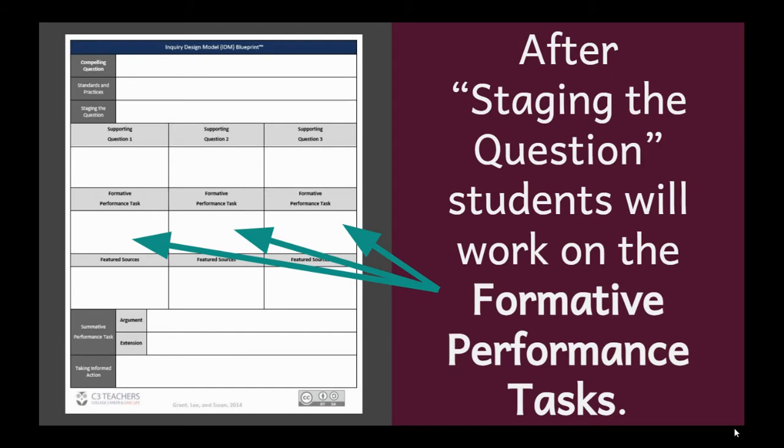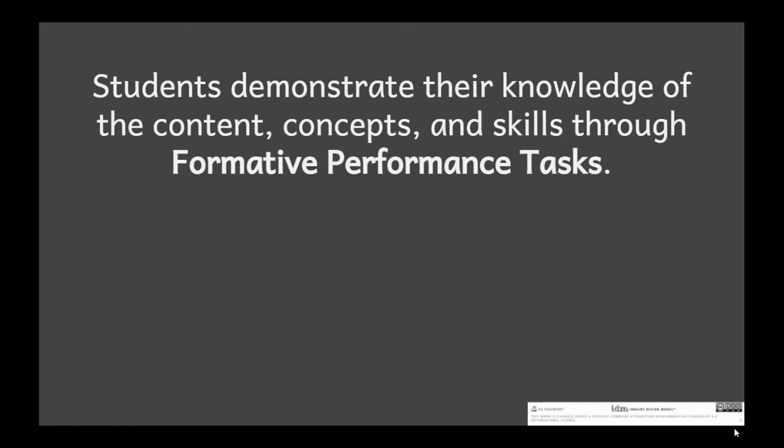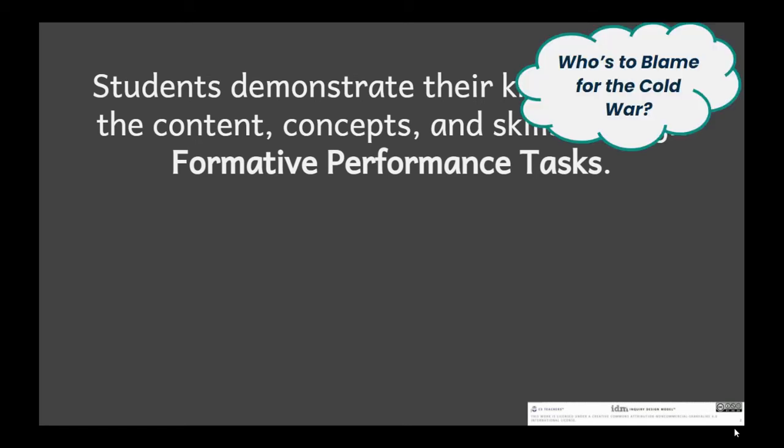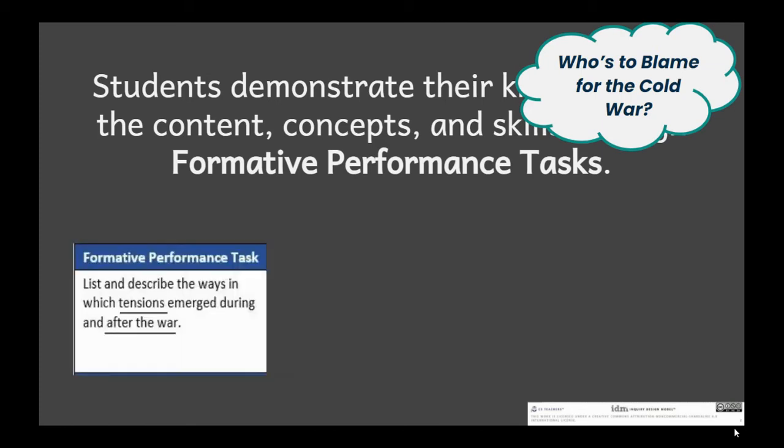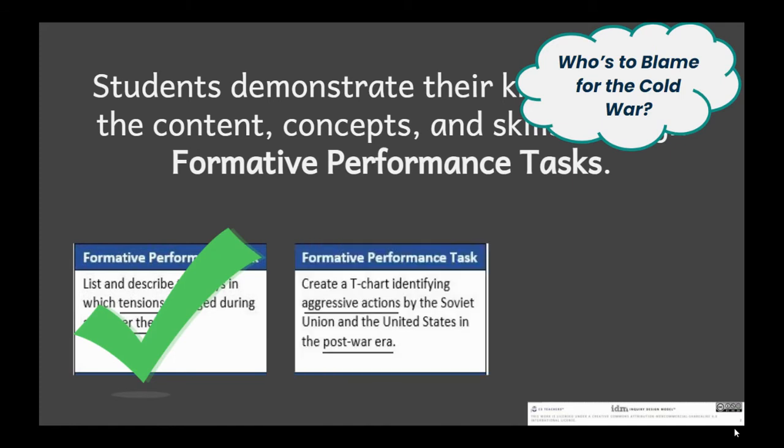After staging the question, students will work on these formative performance tasks. Students demonstrate their knowledge of the content, concepts, and skills through these formative performance tasks. So, in our example, who's to blame for the Cold War? The first formative performance task is to list and describe the ways in which tensions emerged during and after the war. So, in this task, they're having to show that they understand that content of the tensions before and during and after the war.